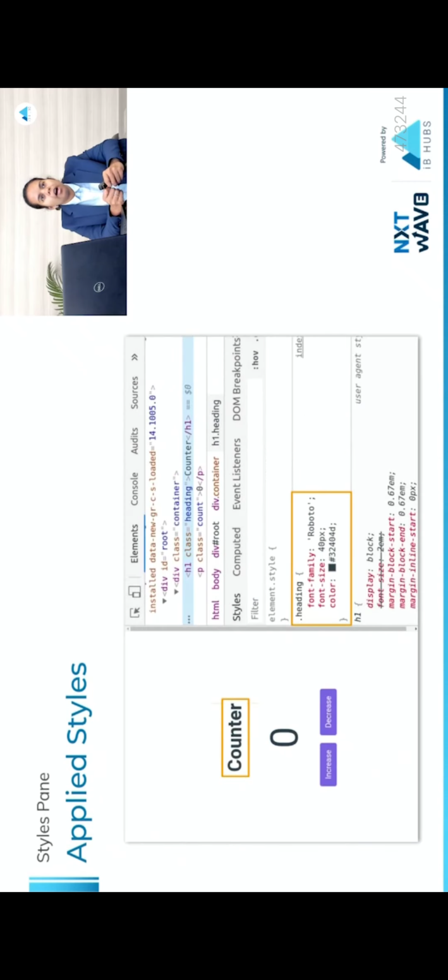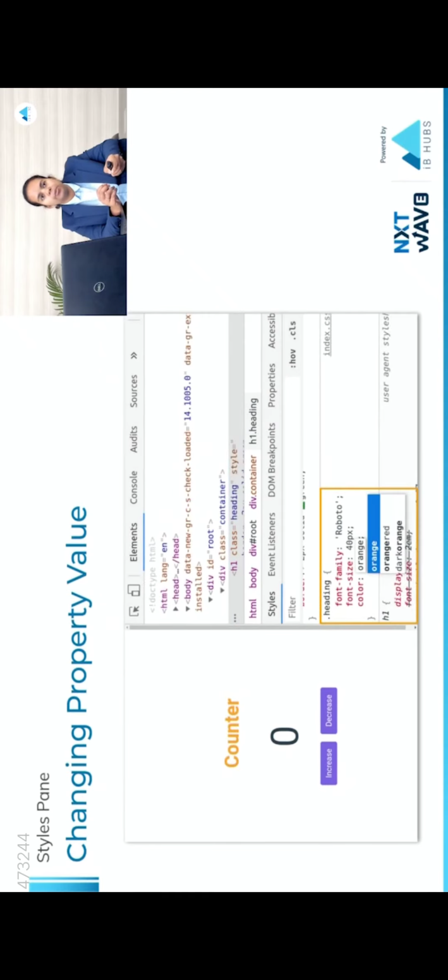Now you can see, for the counter, one is heading, another one is H1, which have been applied. Here what you can do is change the property values. Let's say for the heading, we have some color, right? Previously, we had some random color in this manner. You can actually change this according to your choice. You can change the styles and you can see the output then and there itself. So let's have a look at this.